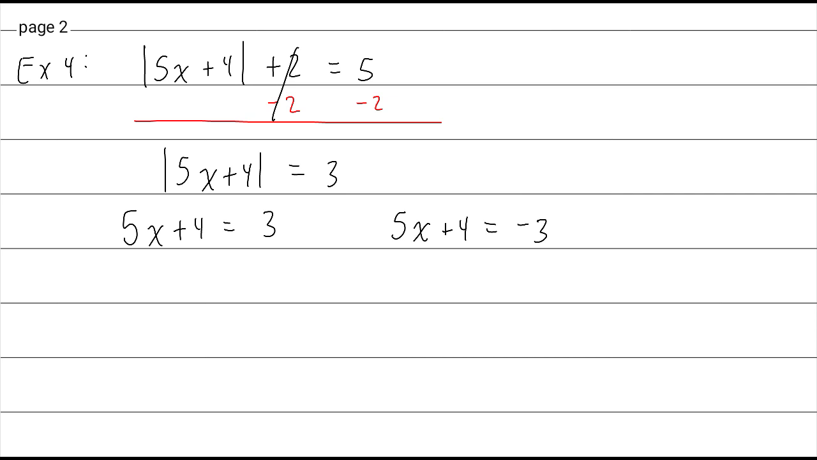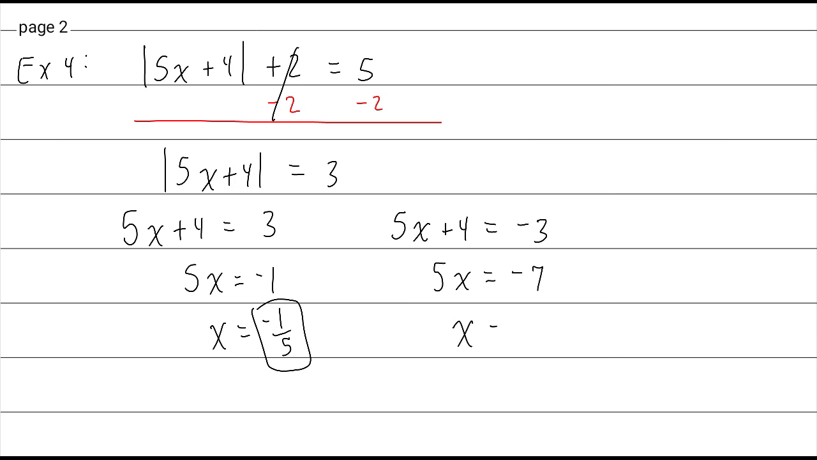On the left, subtract 4 from both sides. 3 minus 4 is -1. Divide by 5, so I get -1/5. On the right, subtract 4 from both sides. -3 minus 4 is -7. Divide both sides by 5, and I get -7/5. So there are my 2 solutions.